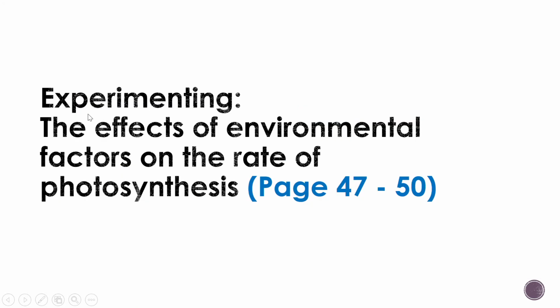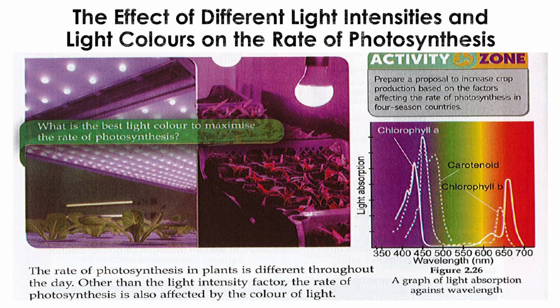Okay, this is another compulsory experiment, the fifth one. Okay, on the effects of these environmental factors on the rate of photosynthesis. Okay, so please go to these pages in your textbook. Okay, now let's look at different light intensity and light colors on the rate of photosynthesis, the effect.